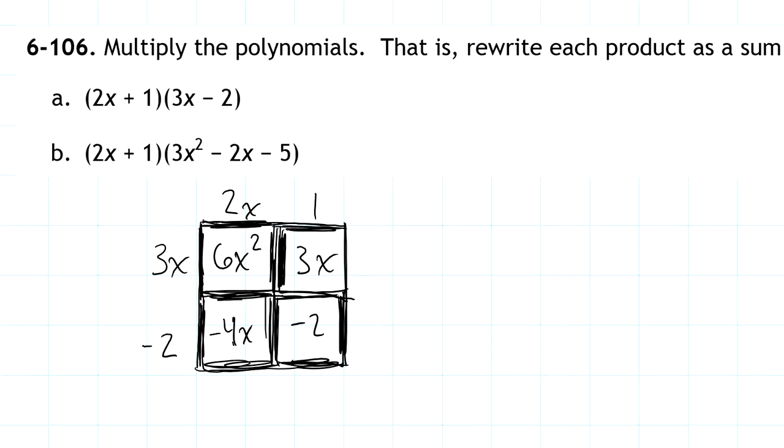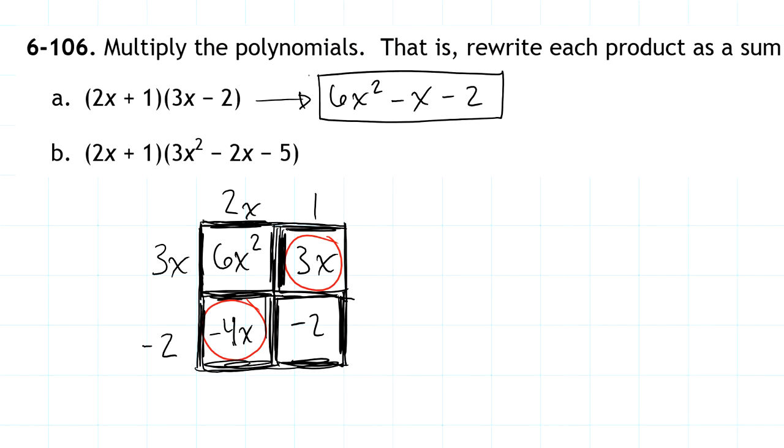Notice that 2 of them are like terms, right? I've got a 3x and a negative 4x. They can be combined when I'm writing my answer. My answer looks like this. When I multiply 2x plus 1 times 3x minus 2, I get 6x squared, and then a negative 4x plus 3x, which simplifies to just negative x. And then finally a minus 2. So this is the answer, 6x squared minus x minus 2.